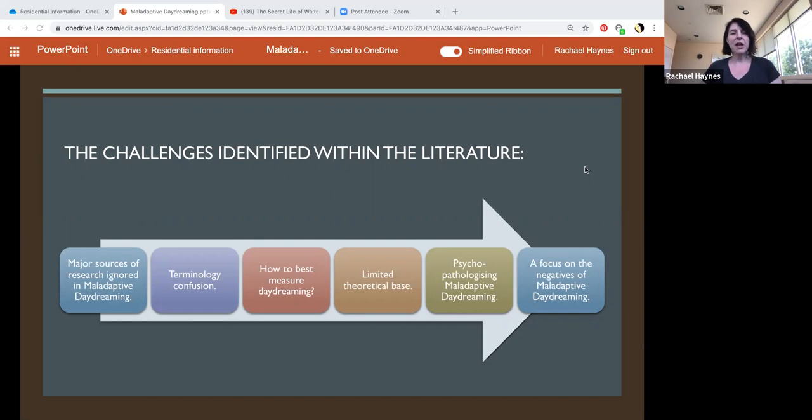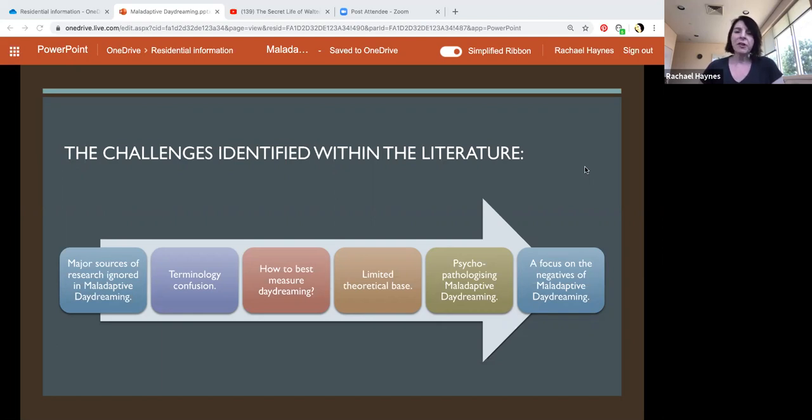Now, the next idea that appeared from the literature search was, well, how is it best to measure daydreaming? There were a number of different techniques being used to measure daydreaming. Self-report, in-the-moment apps where you report your daydreaming, use of personality questionnaires, simulated daydreaming. It was pretty much a very mixed bag of measurement tools. So there was a bit of confusion about how to best measure daydreaming.